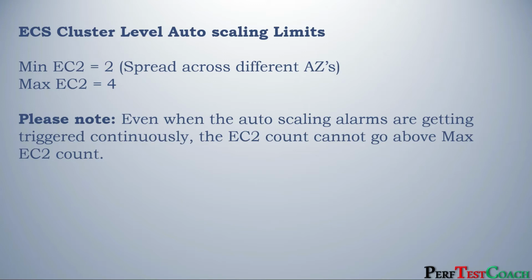Say for example, to handle your expected peak load, you need 100 ECS tasks. And say to host these 100 ECS tasks, you need 20 EC2 instances. So you need to configure your max EC2 count as 20. So this count should always be based on the number of ECS tasks that your ECS cluster needs to handle, and also on the peak load that you're expecting. So make sure you take care of these things when you're configuring autoscaling alarms at ECS cluster level. So let me log into the AWS console and show you how to create autoscaling alarms at ECS cluster level.